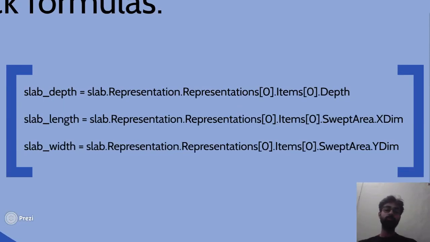Like we know we gave the input like slab depth, then we just formulated, like first we need to go to the slab representation, then we have the representations, then the first entity 0 represents the first entity, then we have the items. In the first entity of the items we have the depth, so we made the slab length the sept area x dimension, and the slab width that was the sept area y dimension. So this is how we understand the IFC entity spectrum, the definition, and we move towards formulating our formulas into the digital checks, and we store the values in our Python code.